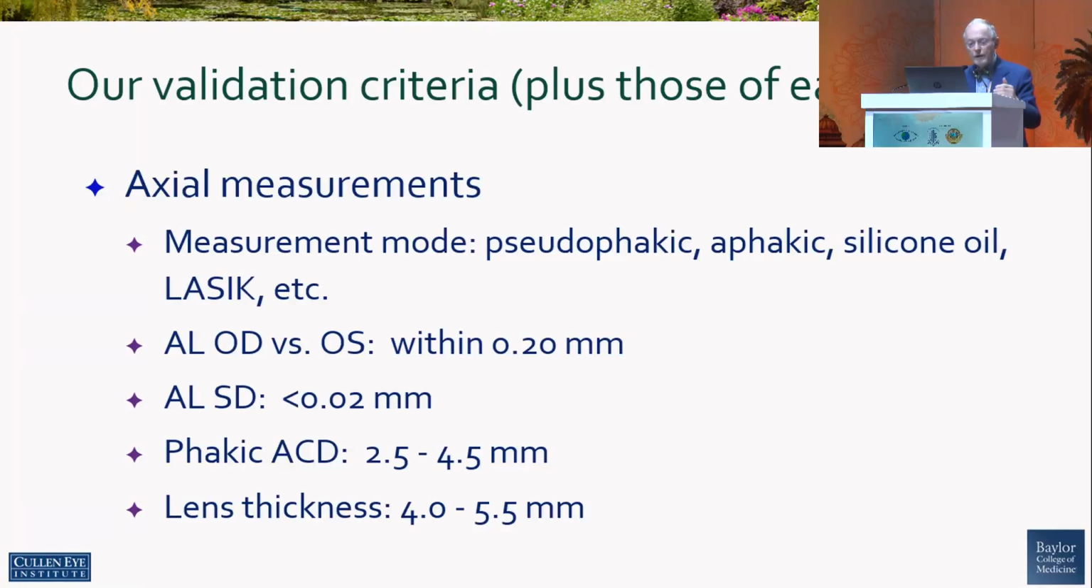And we use validation criteria for axial length. If the eyes, right or left, are within 0.2 millimeters, I feel better. The standard deviation for axial length should be less than 0.02 millimeters. And the range for phakic anterior chamber depth is 2.5 to 4.5, and lens thickness 4.0 to 5.5. I operated on a lady last week whose lens thickness was 5.9. I felt like I was in the operating room for 2 hours trying to get that lens out of the eye.